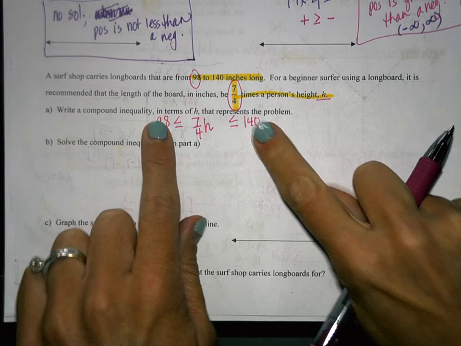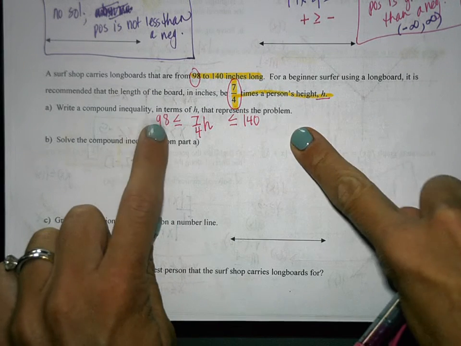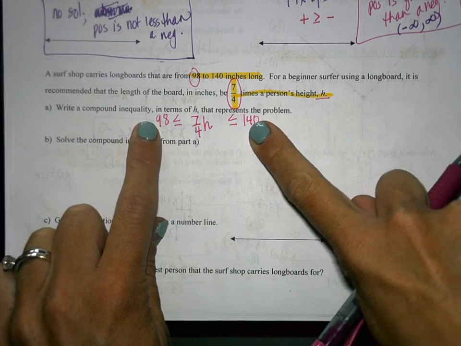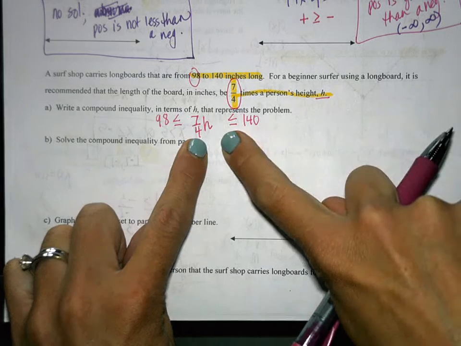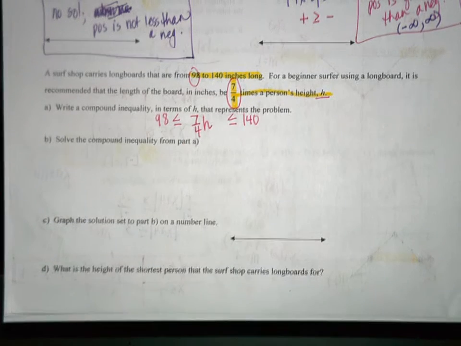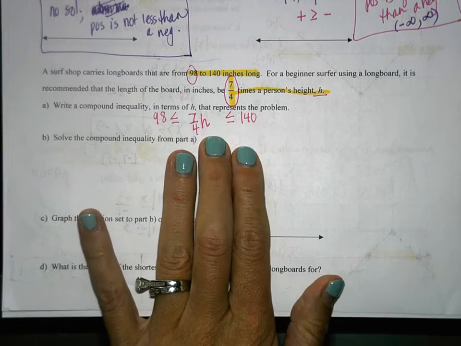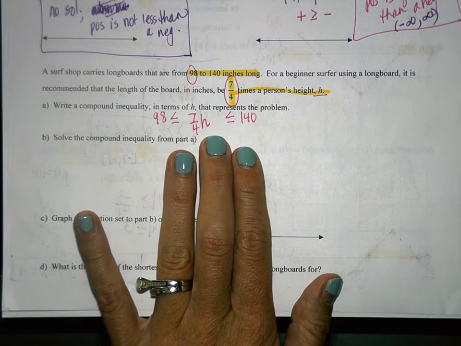These are the size longboards that they have, and in between those two sizes, they go from 98 to 140, based on 7/4 of a person's height. So that is my compound inequality. In part B now, they want us to solve it. So we want to get our height, or our h, by itself.